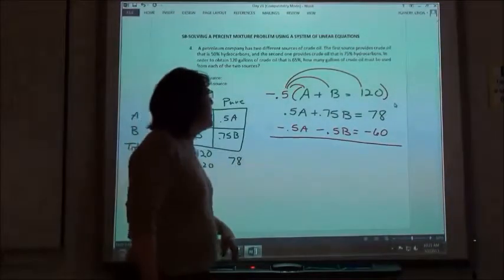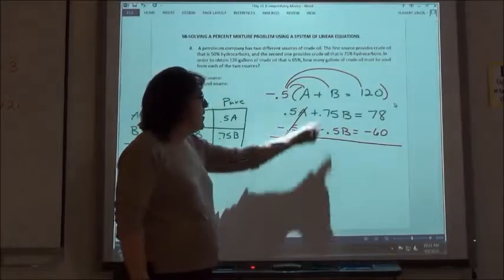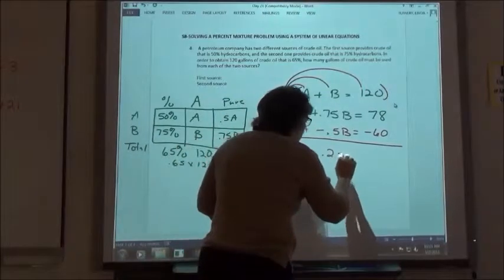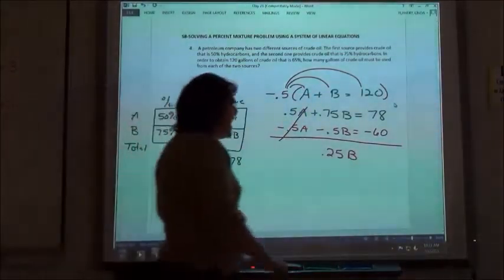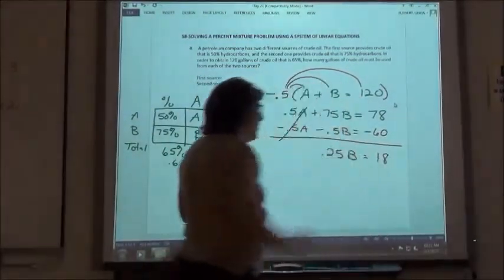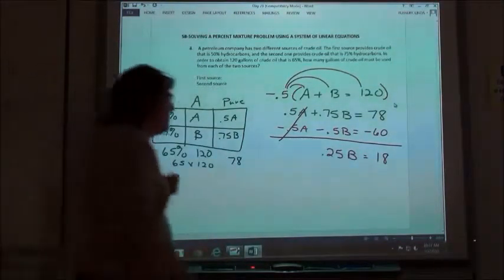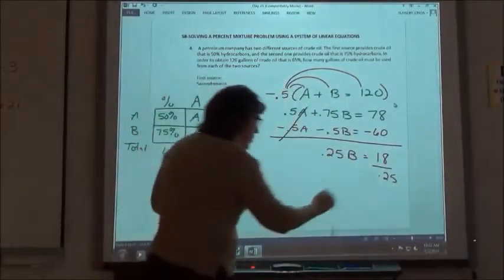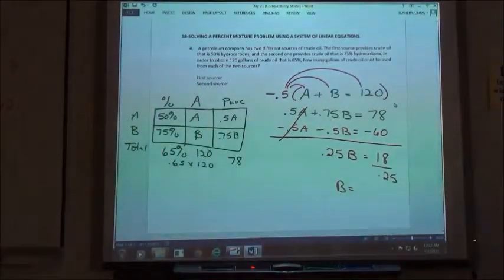So now I can add my equations together. I have opposites in front of my A's. They're going to cancel out. 75% minus 50% would be 25%, 0.25B. 78 minus 60 would be 18. And so in order to solve that, we're going to divide by 0.25. So if you take your calculator and take 18 divided by 0.25, you get 72.